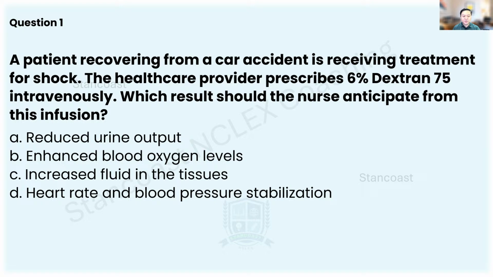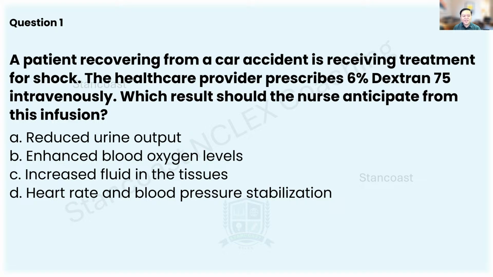So we are being asked here about a patient who had a car accident and is now getting treatment for shock. You are given a scenario wherein he is about to receive 6% dextran 75 IV. As the nurse in this situation, what should you anticipate after the infusion? Will that be letter A, B, C, or D? While you are selecting that answer, let me give the rationale for letter A.